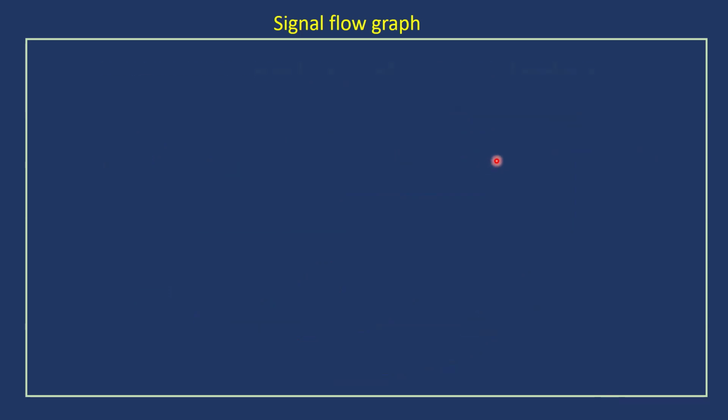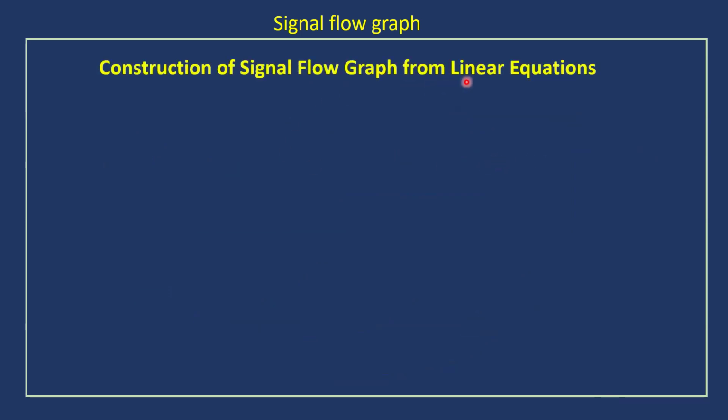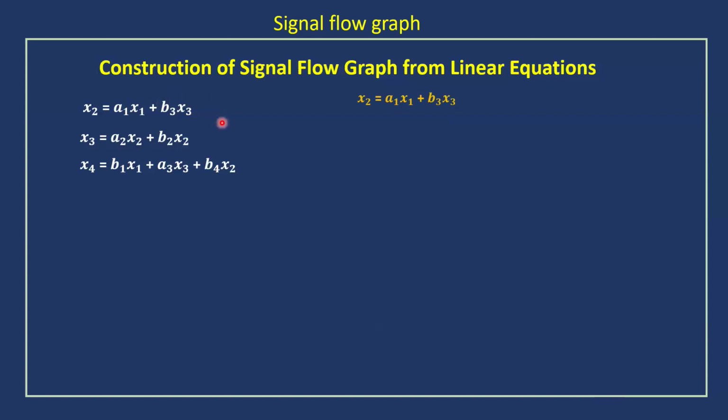The next one, conversion of signal flow graph from linear equations. So, sometimes a system can be represented by its linear equations. Here I have given some set of linear equations. I am going to convert these linear equations to signal flow graph, a graphical representation of the equations. First, I have taken the first equation. X2 equal to A1 X1 plus B3 X3.